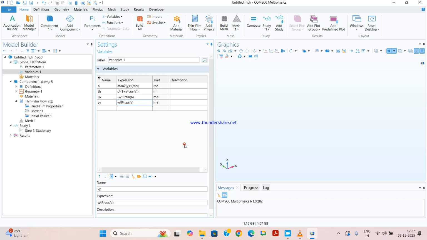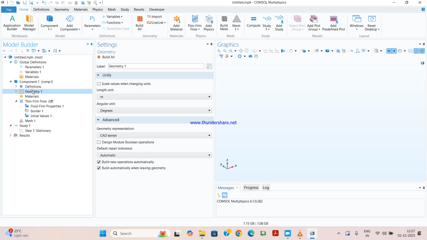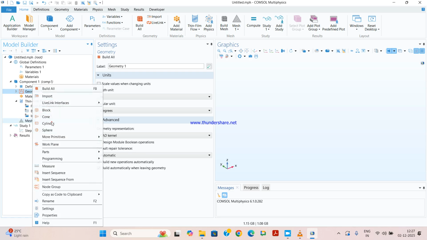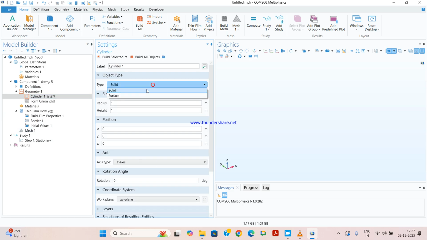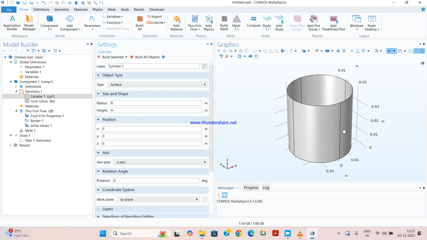Very simple. Let me check whether it is recording or not. Yes, it is recording. So now I am coming to the geometry. It says cylinder, but I want it not as a solid, it will be a surface. So the radius is already my r, which I defined already. So build. So this is my oil film.